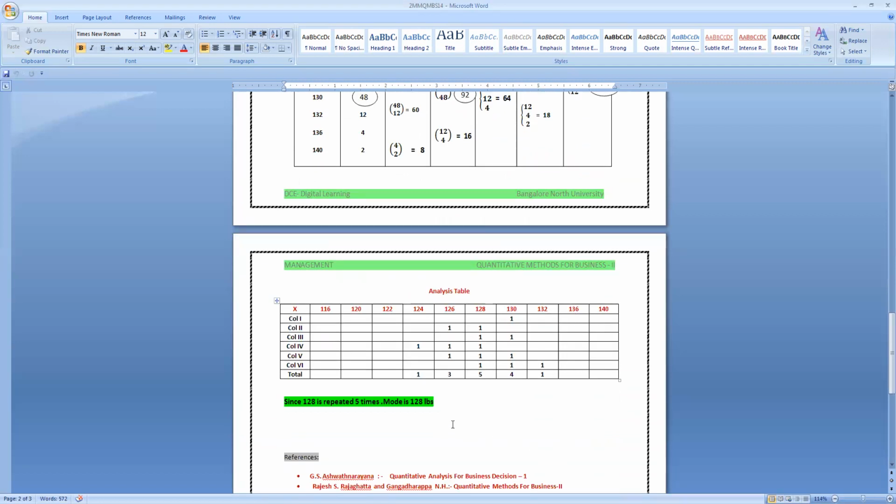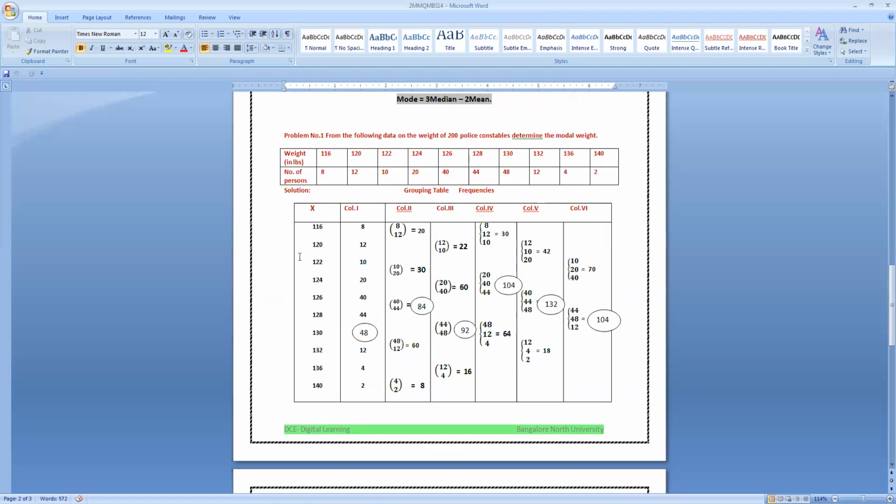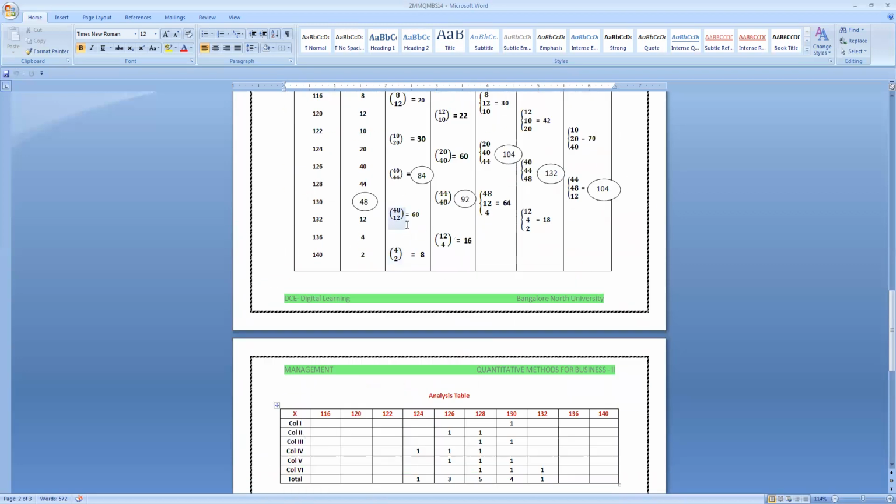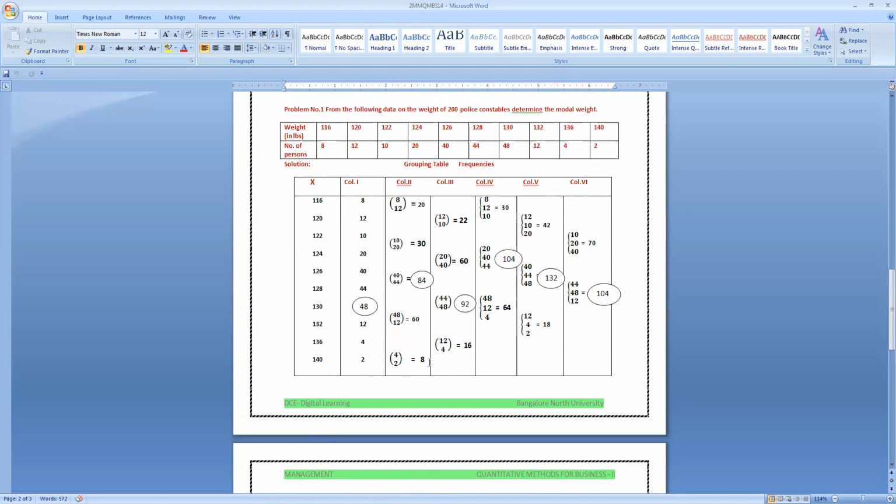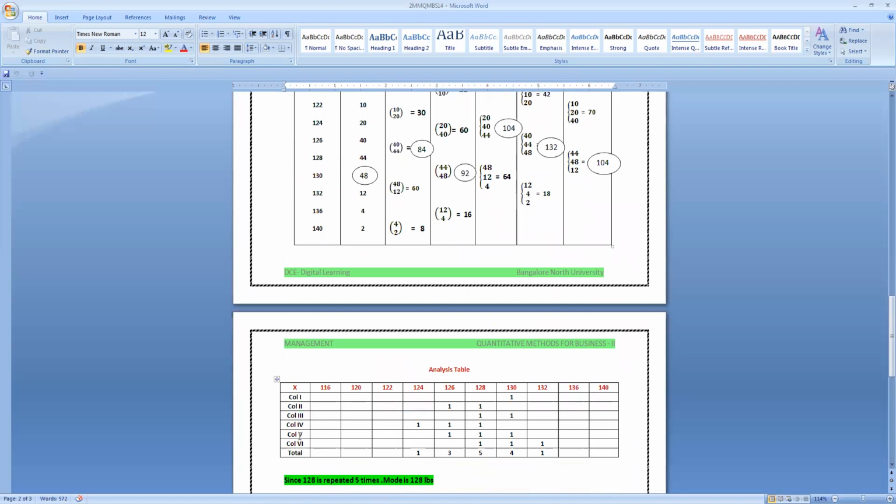See, in the case of the analysis table, whatever variable values are given have to be highlighted in the first row. And next, all the six columns that we have shown here: the first column becomes the first row, the second column becomes the second row, the third column becomes the third row, the fourth column the fourth row, and the fifth column becomes the sixth row. So here also we have to arrange the columns in the form of rows. The variable values also become the first row. So the last will become the seventh.